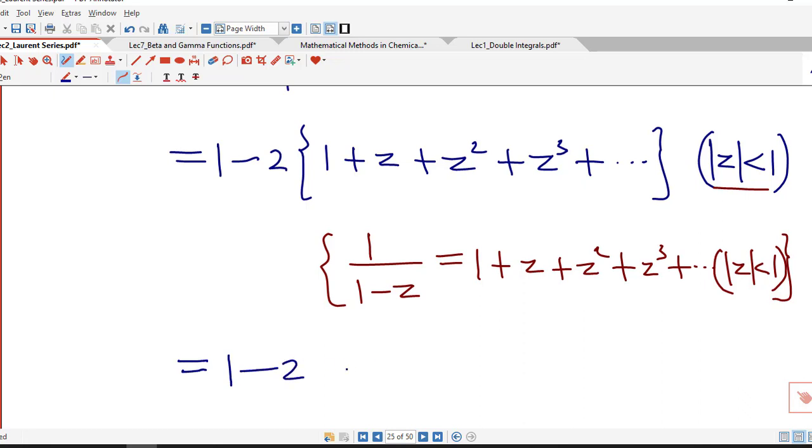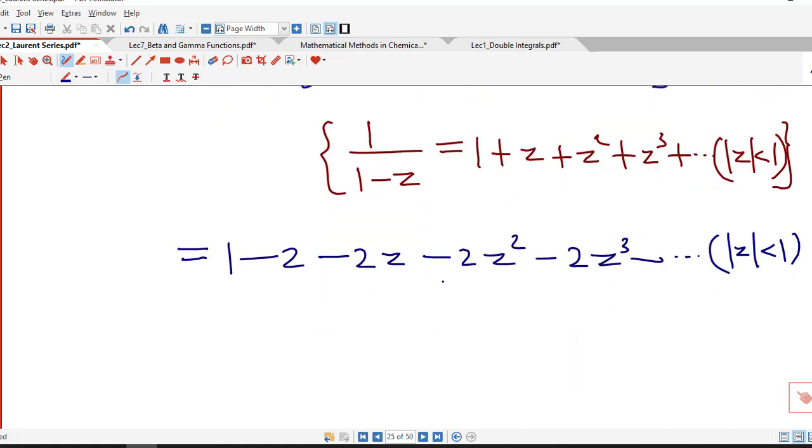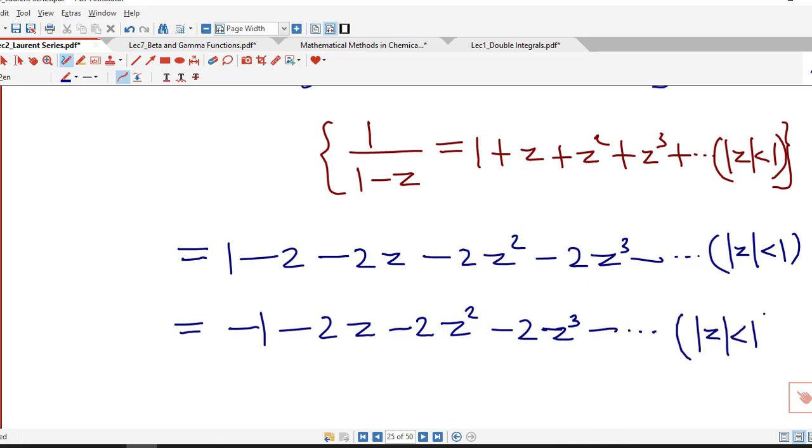Now we simplify this. So this is 1 minus 2 minus 2z minus 2z square minus 2z cube and so on. In the bracket we have to write down that it is valid if mod z less than 1. So this is minus 1 and all these things as it is, minus 2z cube and so on. This is valid in the open disk mod z less than 1. So this is the Taylor series expansion of z plus 1 over z minus 1, which is valid in the open disk mod z less than 1.